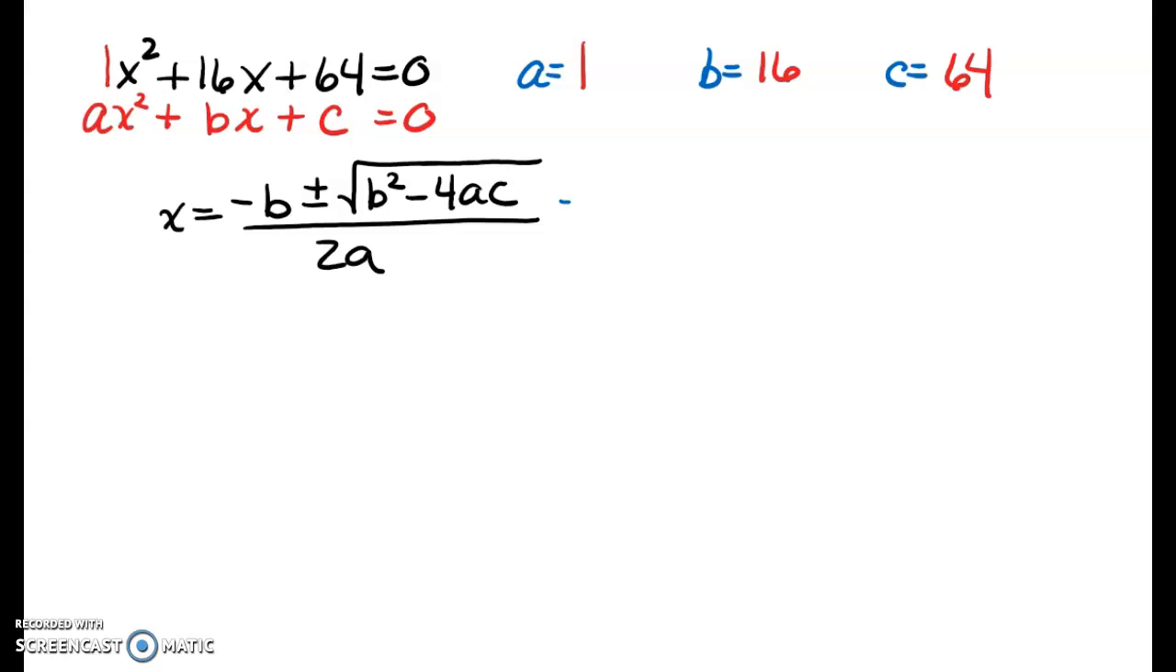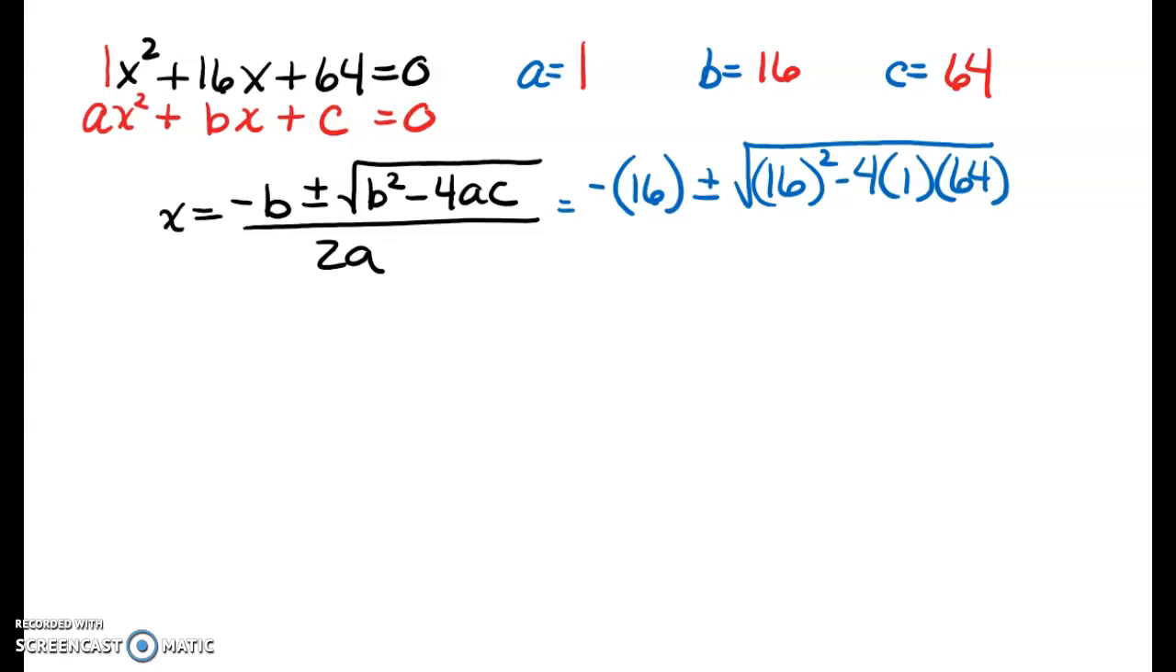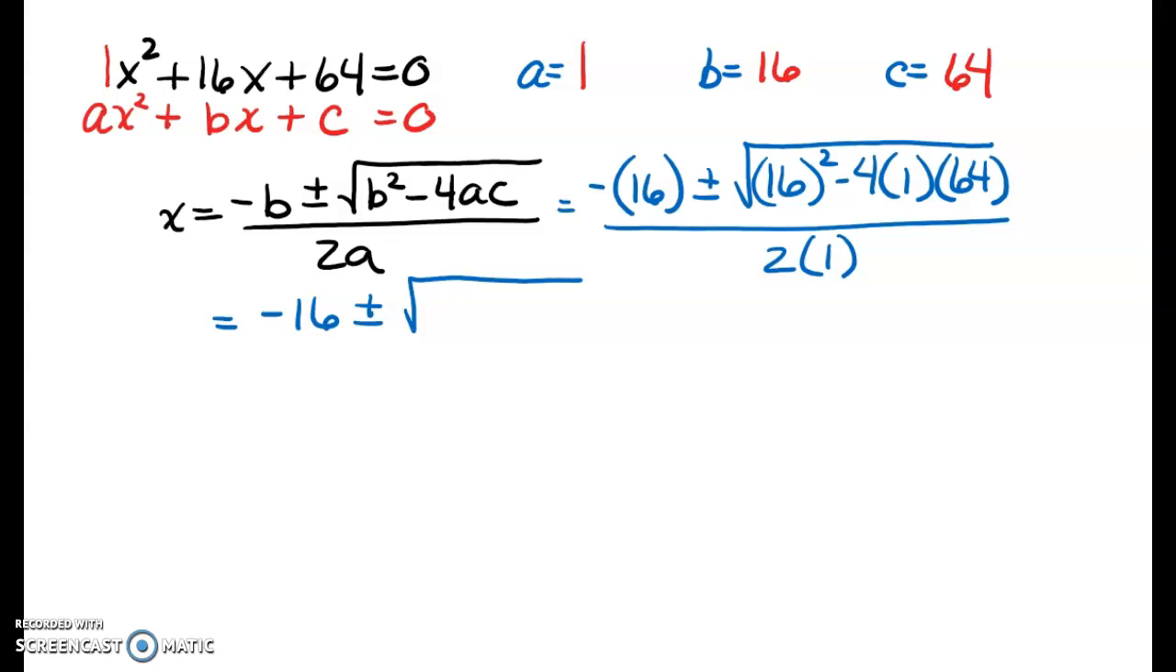And when I substitute those values in, I get negative 16 plus or minus the square root of 16 squared minus 4 times 1 times 64 all over 2 times 1. And when we evaluate that, we get negative 16 plus or minus the square root. Well, 16 squared is one of those perfect squares that we memorized earlier this year. Minus, what's 4 times 1 times 64? Well, it's also 256. And then 2 times 1 is 2.